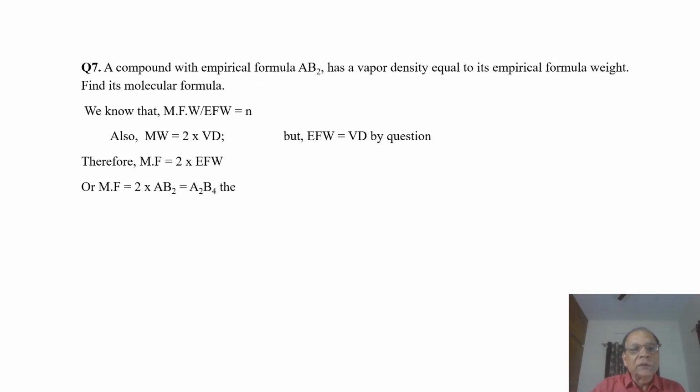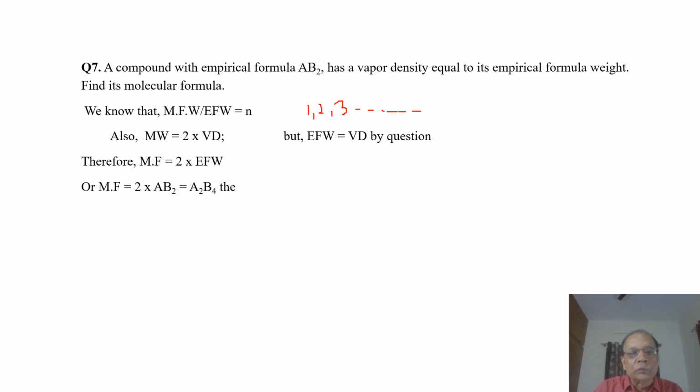This is the type of numerical. A compound with empirical formula AB2 has vapor density equal to its empirical formula weight. Find its molecular formula. We know that molecular formula weight divided by empirical formula weight is equal to n, where n equals 1, 2, 3, and so on, whole numbers.